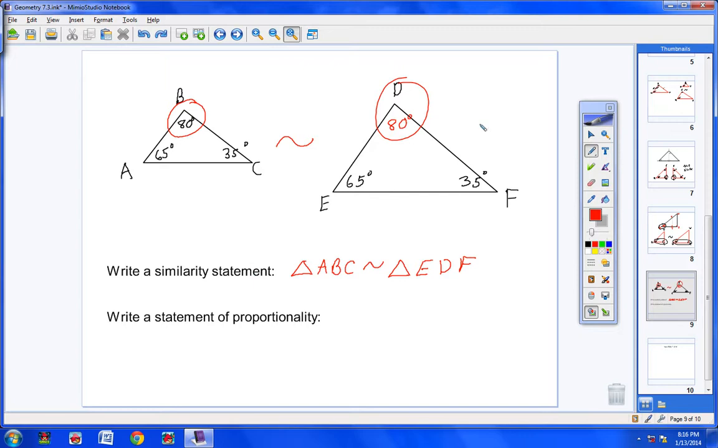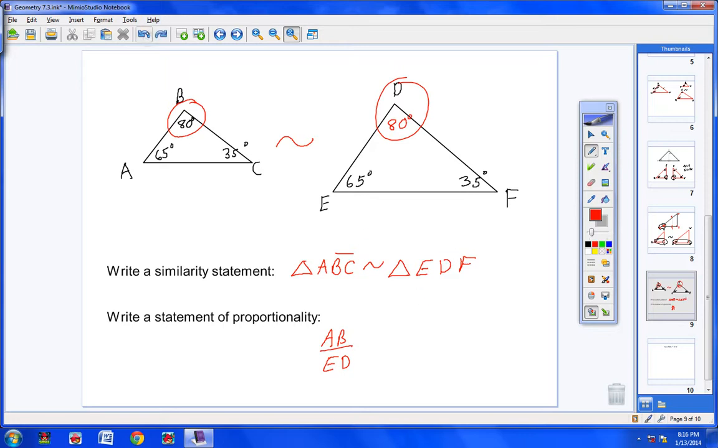Now you can try to match up corresponding side with corresponding side if you want to, but I'm going to tell you something, students. There's really no need to do that when you have a similarity statement right here. I mean, look how easy it is. All you have to do is look at the first two letters, AB, and realize they go with ED. So you simply write AB over ED.